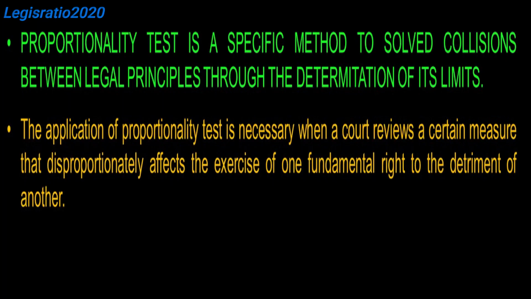Welcome to chapter 2 of the Nash equilibrium in optimizing the constitutional principle of proportionality, a bounded model for collision between fundamental rights. Last episode, we learned that fundamental rights, due to their nature, cannot be canceled or be absolute, and their exercise is subject to limits, so when a collision between principles happens, it must be solved with the aid of a specific method called the proportionality test.